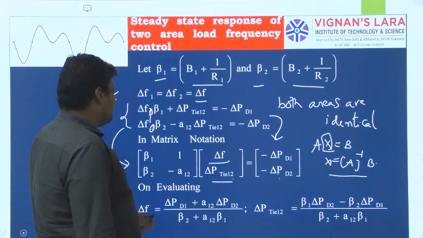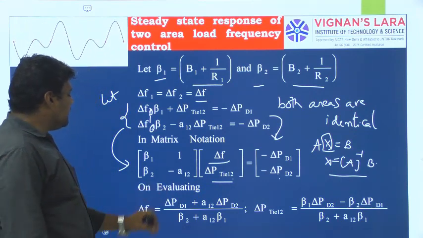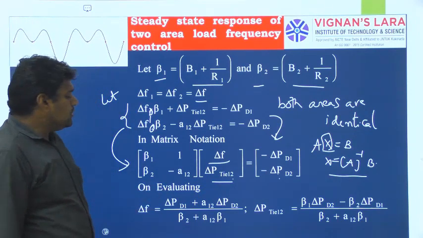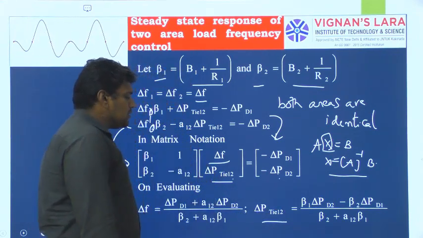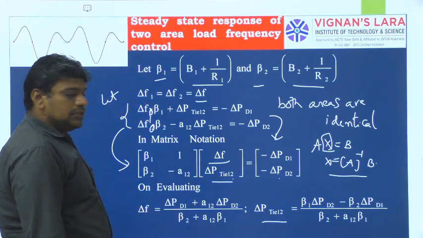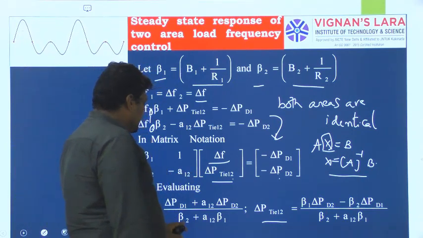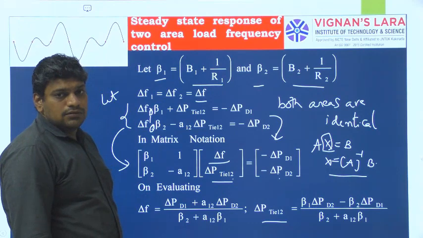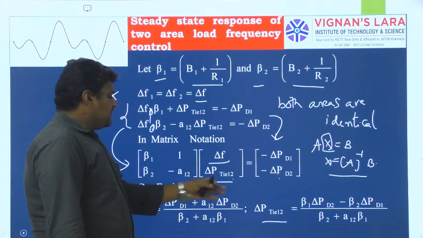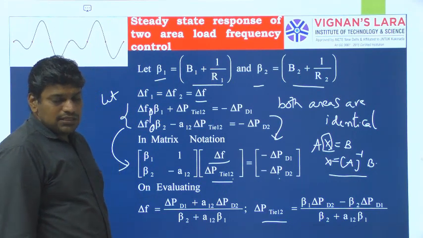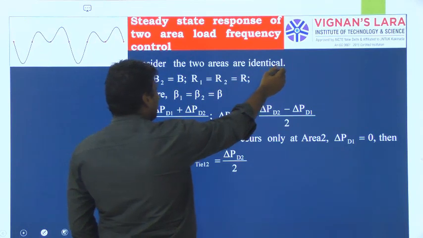So delta F is equal to delta PD1 plus A12 into delta PD2 divided by beta 2 plus A12 into beta 1. At the same time, you can write the expression for delta P12 also: beta 1 delta PD2 minus beta 2 delta PD1 over beta 2 plus A12 into beta 1. So after taking the inverse, you can directly get the expression for both parameters, change in frequency and change in tie line power. So we have taken the identical areas.